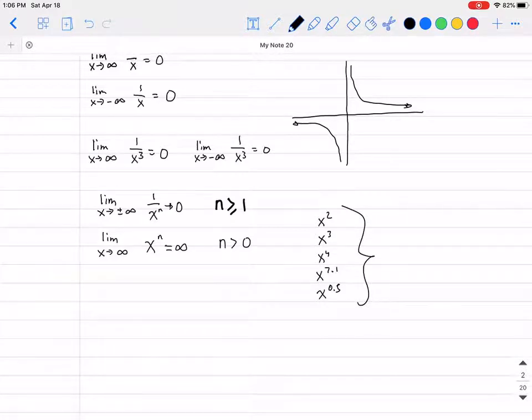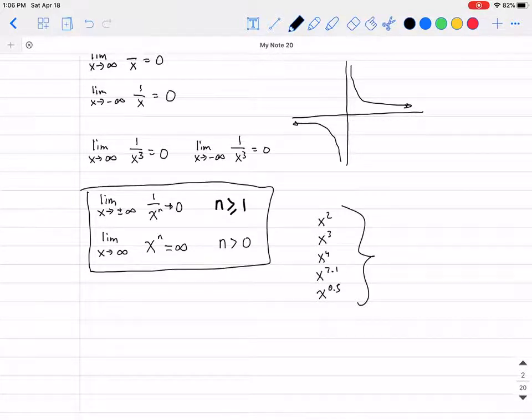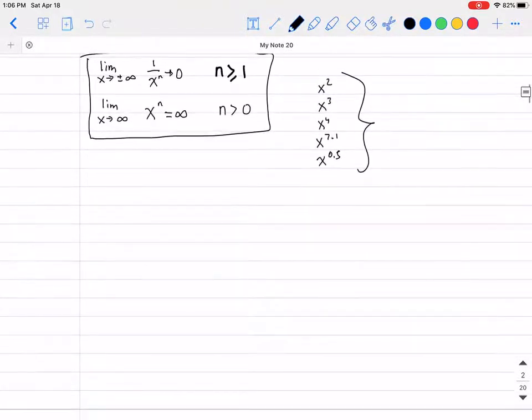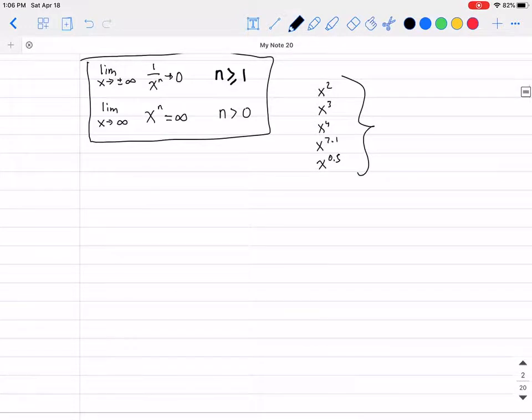And for the case of negative infinity, that's going to be a little bit trickier because it really depends on what n is equal to. So we're going to have to look at that case by case. Okay. So let's go ahead and set this on the side for the time being. We're definitely going to be able to use that in a little bit.